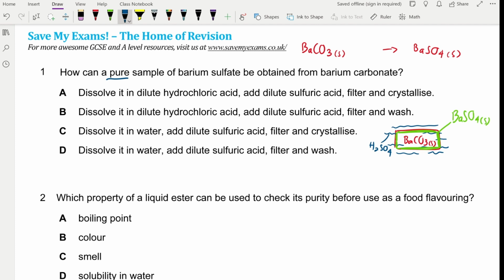To make pure barium sulfate, we have to convert barium into a soluble barium salt and then react that with sulfuric acid. So we can react barium carbonate with hydrochloric acid. That will give us barium chloride, which is soluble. And then later add sulfuric acid to get barium sulfate solid. And then filter and wash. Now we don't need to crystallize because the product is already a solid. Crystallization is used when we want to get the salt crystals out of a salt solution.